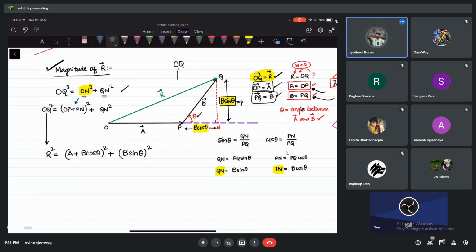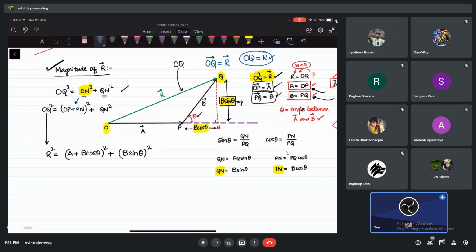What does OQ represent, Jyotirmoy? R vector. But look at this: does OQ represent R vector, or does OQ bar represent R vector? OQ bar represents it. So what does OQ represent? The size of R. And the size of R means the magnitude of R. So R represents the magnitude, the length, nothing else.